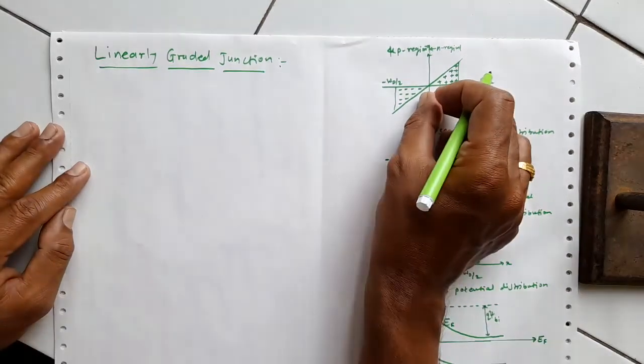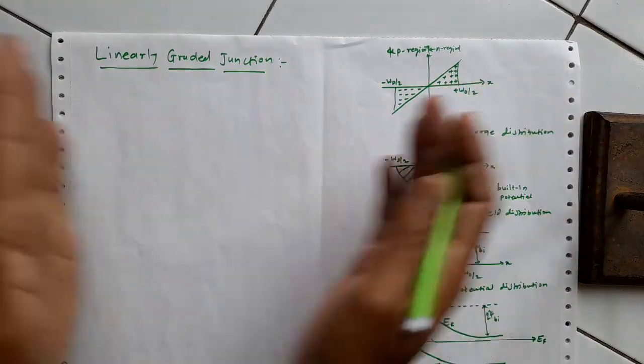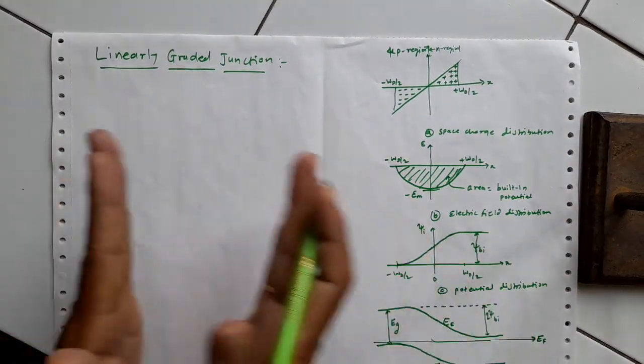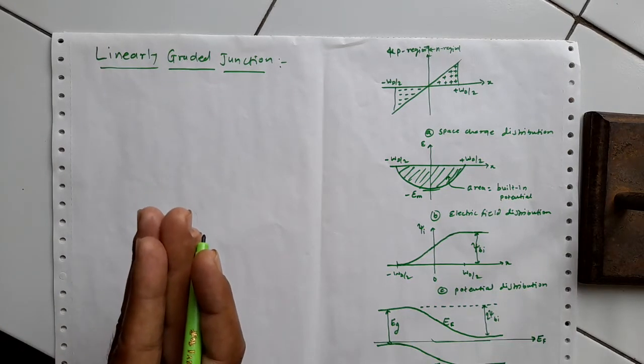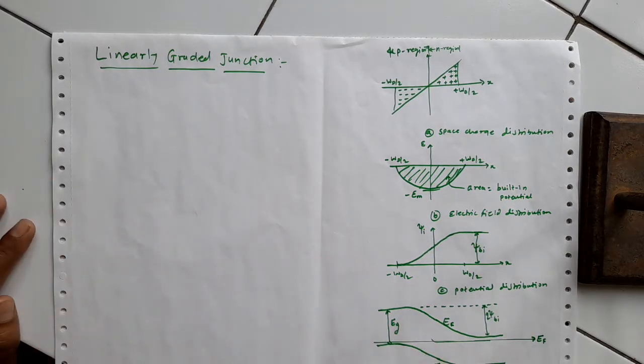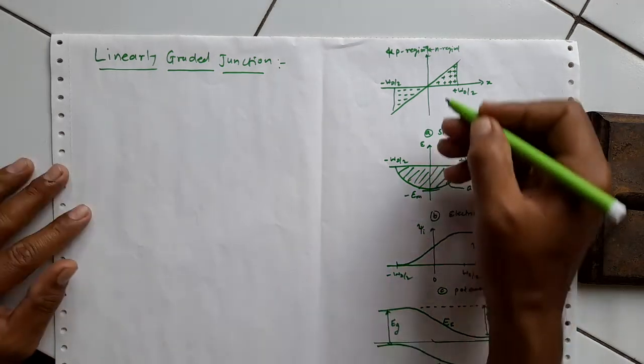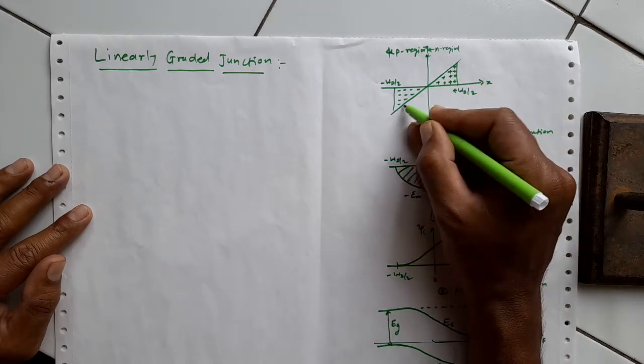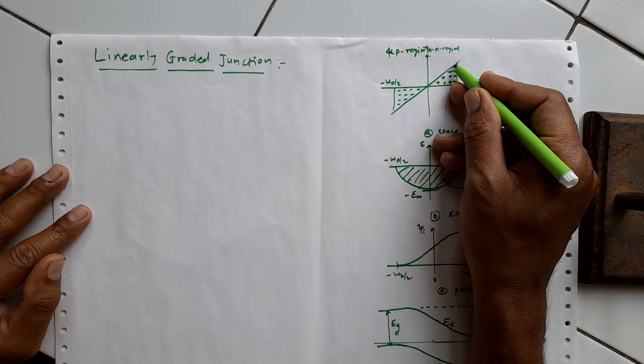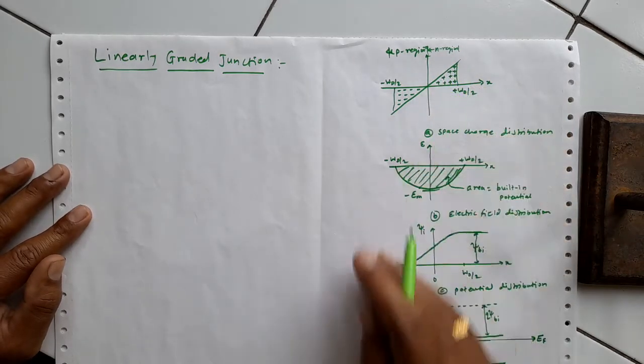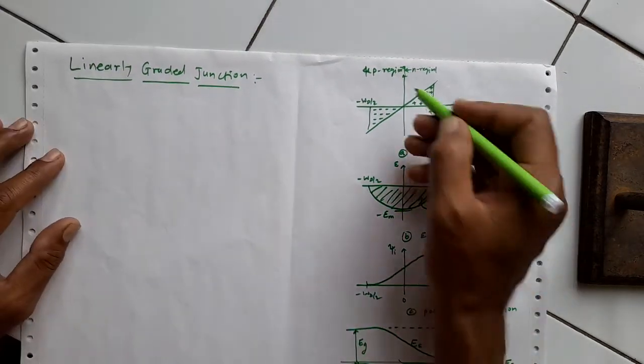Here the two regions are trying to compensate each other. Within this transition region, the doping profile can be approximated by a linear function, that you can see over here.